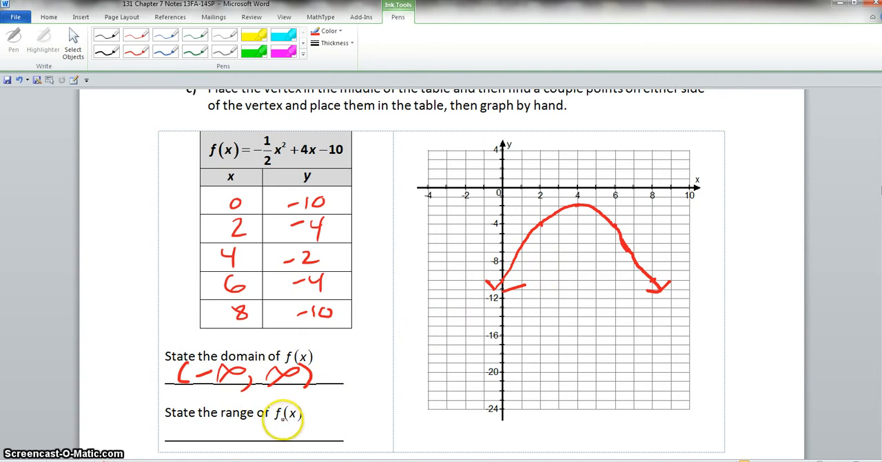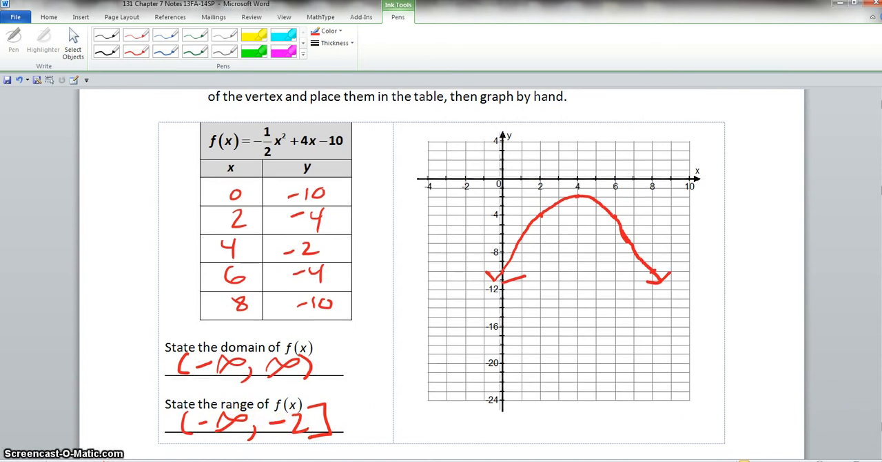Now it says state the range of f of x. Now if you notice here, this is our maximum point, where y is -2. So it would never go above -2. But if you notice, it would do all values below -2. So we would have negative infinity, and we will also have -2, and that will be included. So our values are from negative infinity to -2 inclusive.